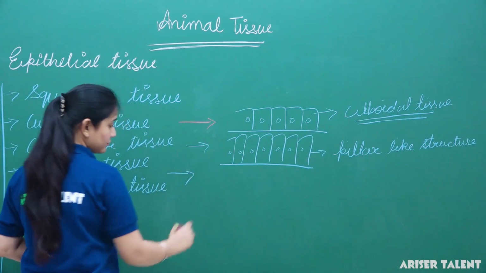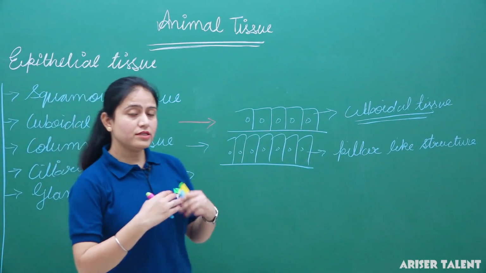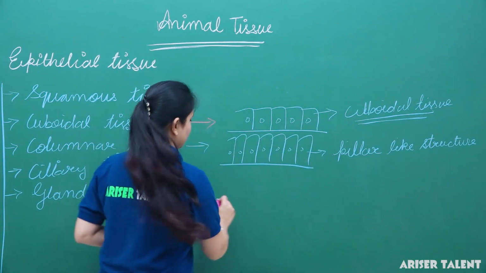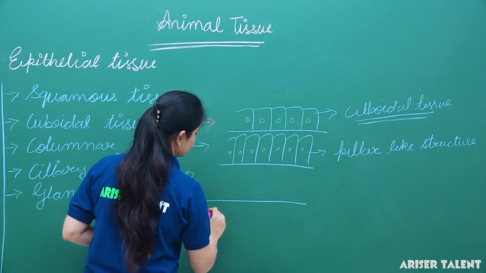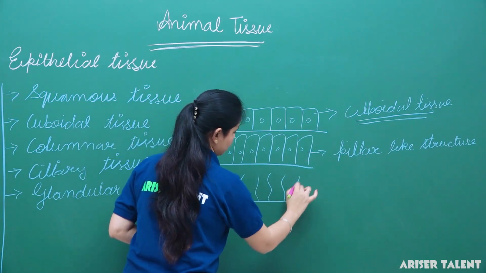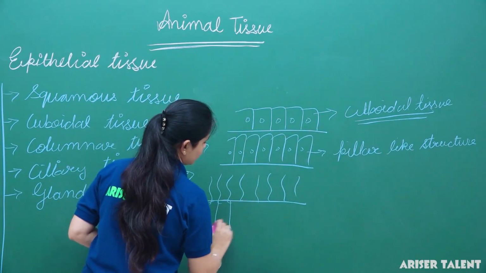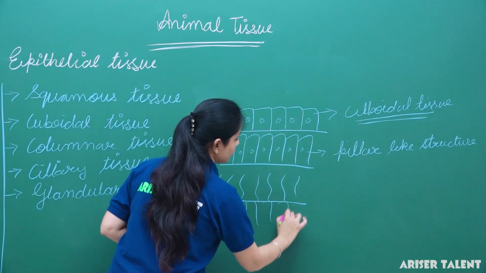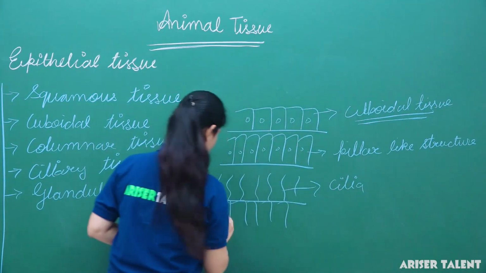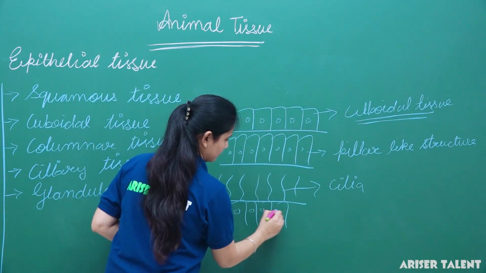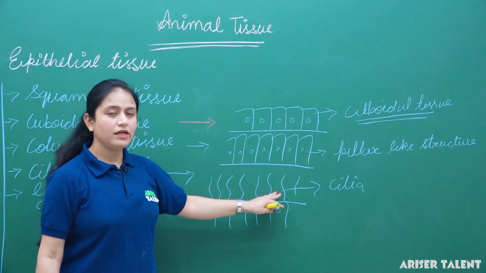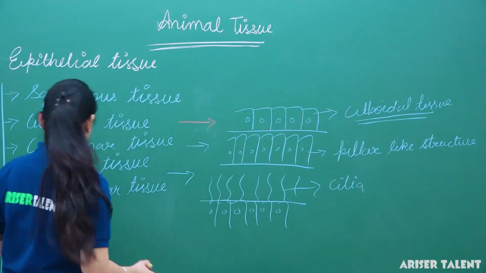Ciliary tissue. In the ciliary tissue, on the surface they have cilia. They have some cilia on the free surface of the tissues, cilia-like structures. On the free surface of the tissues, they have cilia that are free structures.